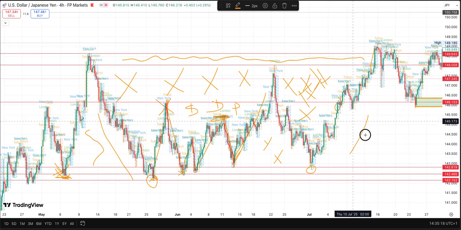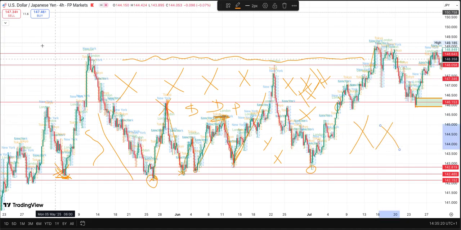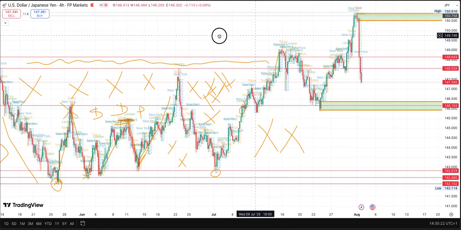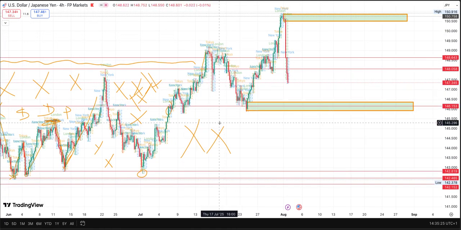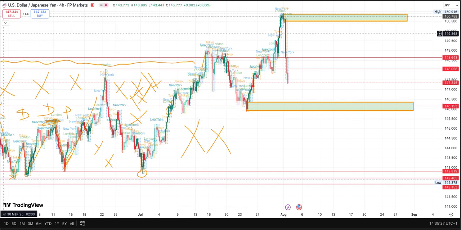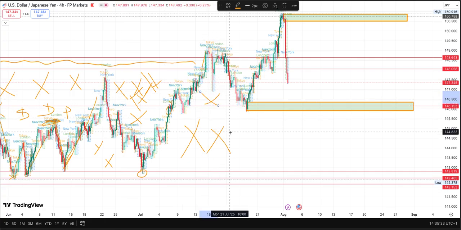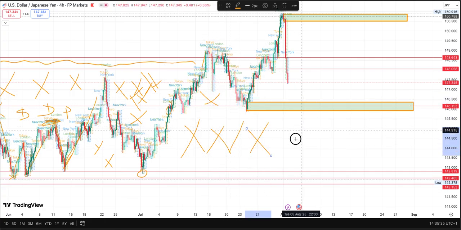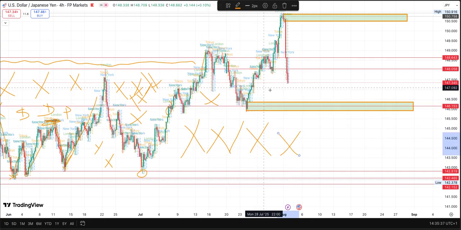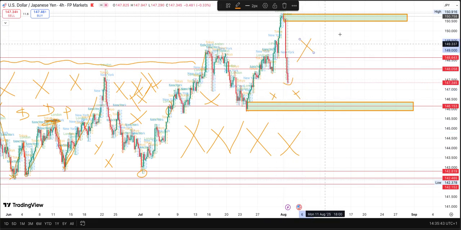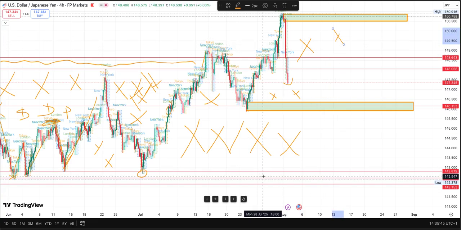Now, all these are what? The fresh liquidity yet to be tapped. We're in a new month now, August. You can see we still have a series of liquidity yet to be tapped. Okay, this is already fulfilled. We have a series of orders here yet to be tapped. Now, up to this level, we have a series of orders here yet to be tapped. There's another gap here yet to be tapped. That is how liquidity works.